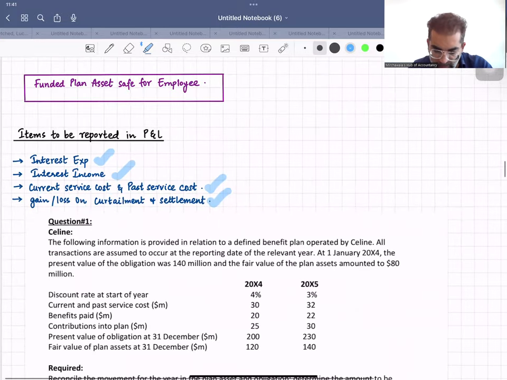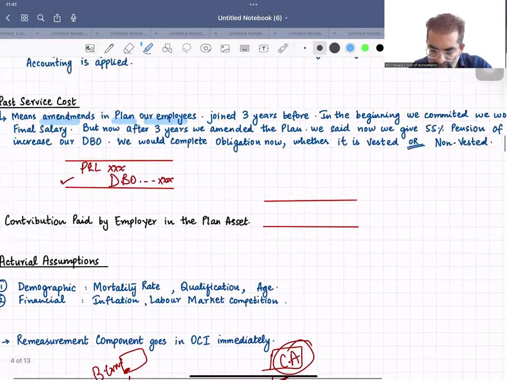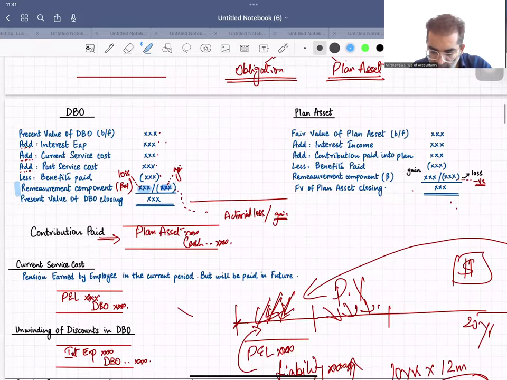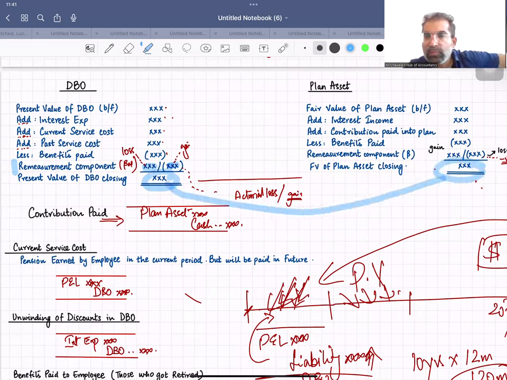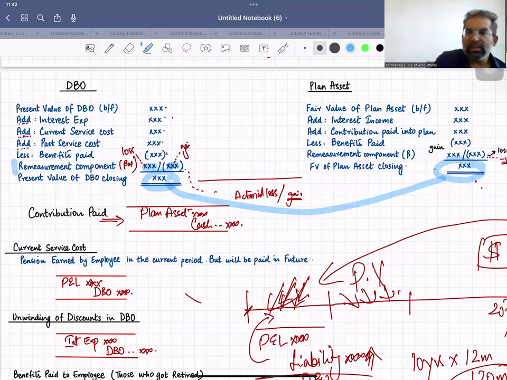And in the SOFP, you have to book the net liability. Net liability means the difference between this and this. The difference between these two will go in SOFP. If the liability is higher than the asset, then you'll book a net non-current liability. Why non-current? Because you have to pay this liability after more than 12 months, maybe after 20 years. So it's a non-current liability.